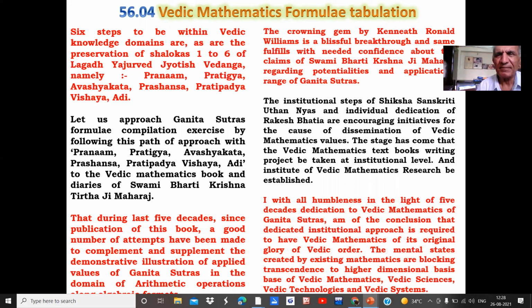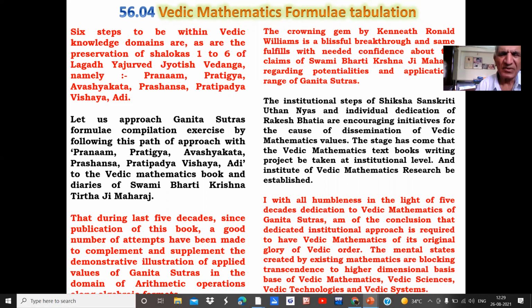The crowning gem by Kenneth Ronald Williams is a blissful breakthrough, and the same fulfills us with needed confidence about the claims of Swami Bharti Krishna Tirtha Maharaj regarding potentialities and applications of a range of Ganita Sutras. The institutional steps of Shiksha Sanskriti Uthan Nyas, and individual dedication of Rakesh Bhatia are encouraging initiatives for the cause of dissemination of Vedic mathematics values.